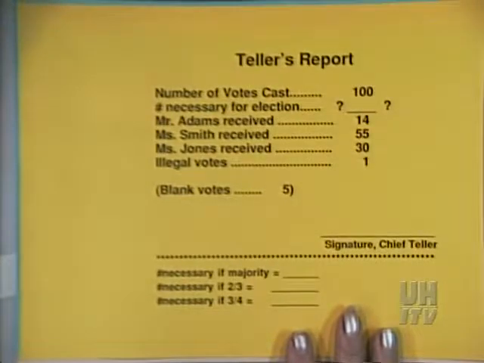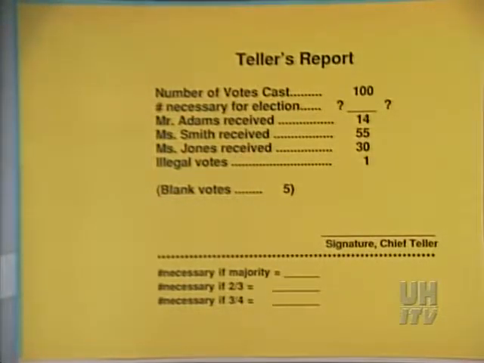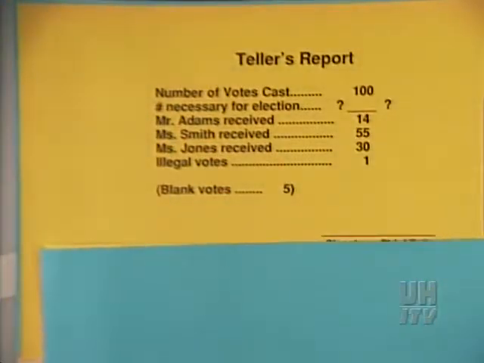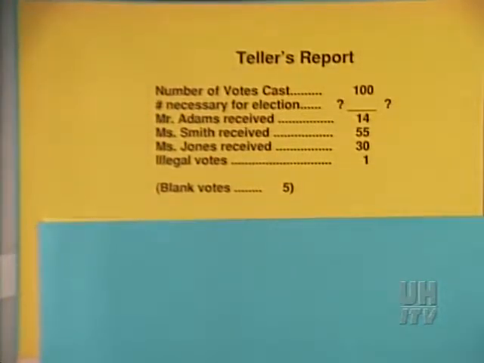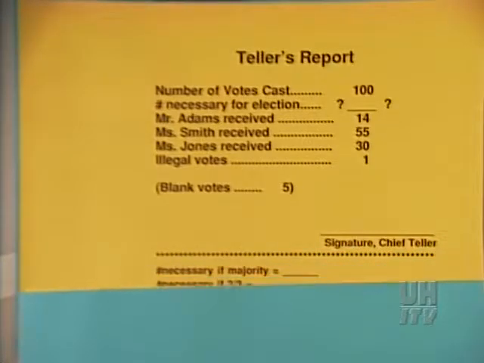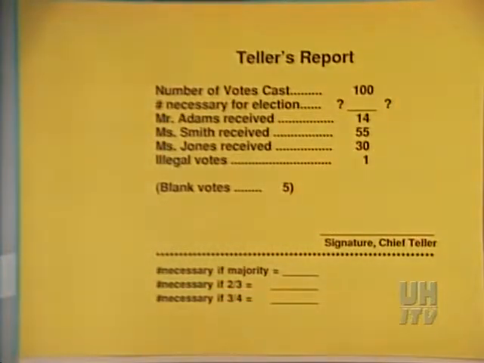Okay. How many people are necessary for election here? Let's look at the top part of this first. 100 votes were cast, and here's Adam Smith, Jones, and so forth, and you've got 5 blanks. How many are necessary for election? Okay, 51. Why? Majority. Okay, you just had that on the other visual. Okay, what happens if 2/3 are required? Then how many votes do you need?